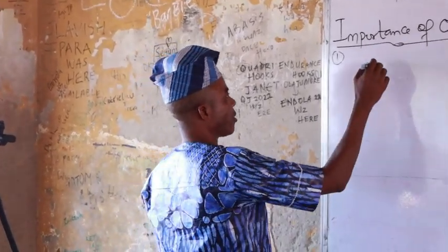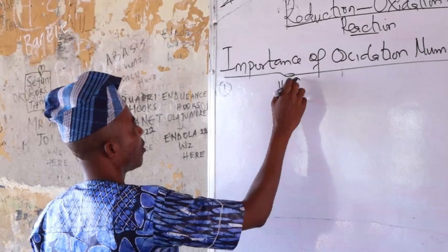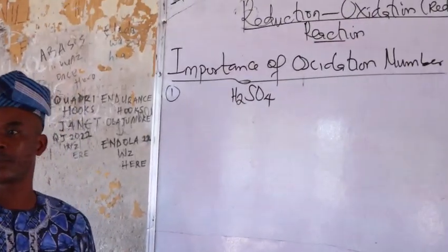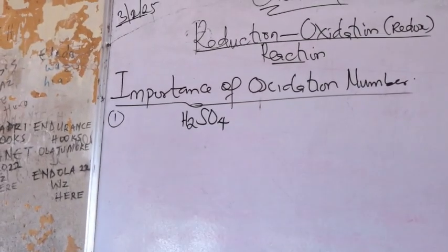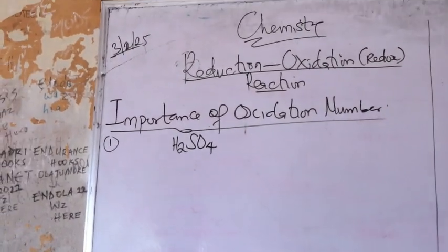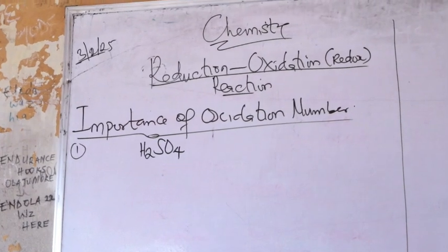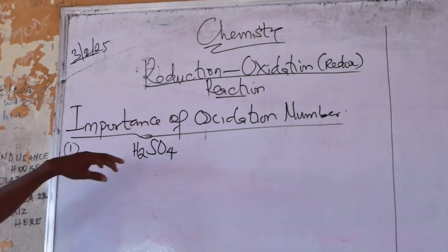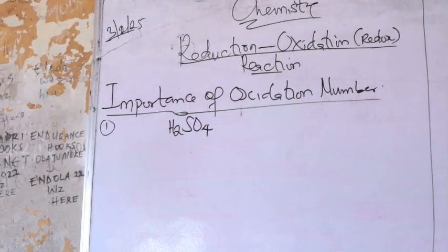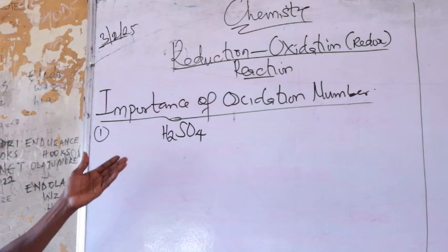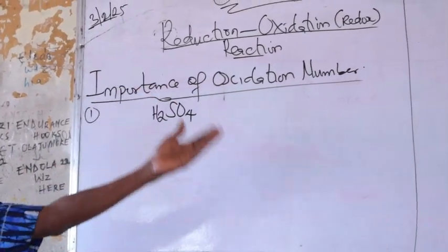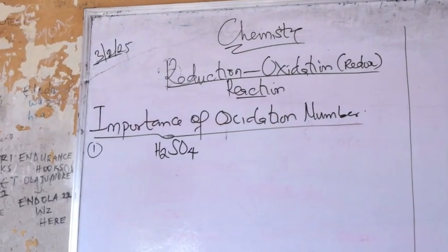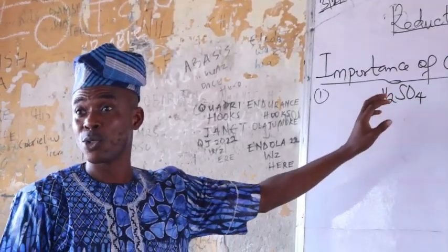I have this. Can anybody tell me the name of this compound? Yes? Tetraoxosulfate 6 acid. Where is the 6 from this compound? As you can see, look at the compound here. You only have 2 and 4. Where is that 6 from? It's as a result of the oxidation number of sulfur.